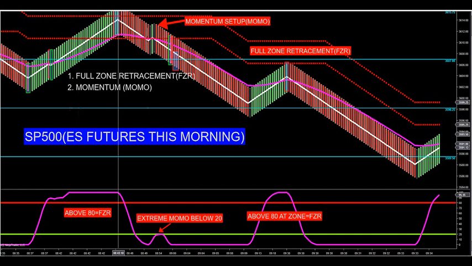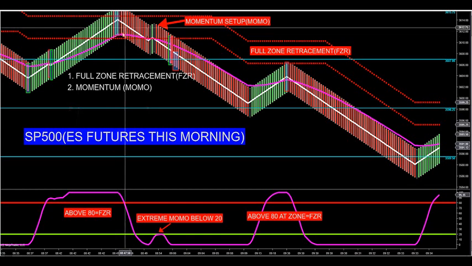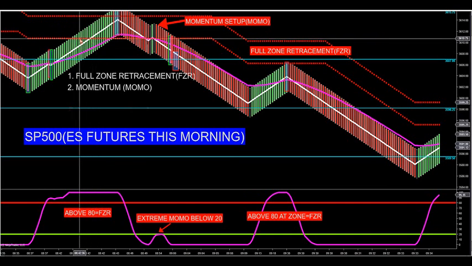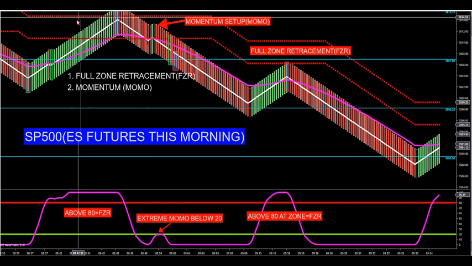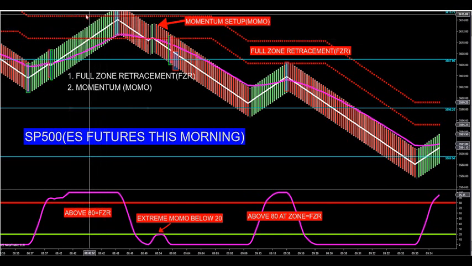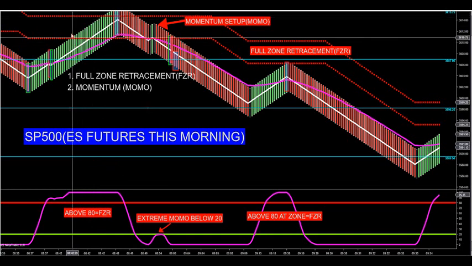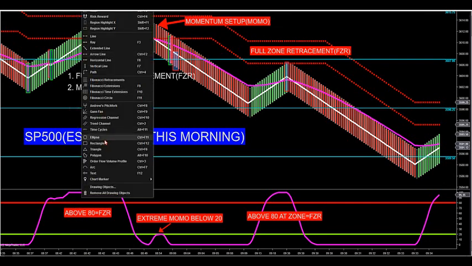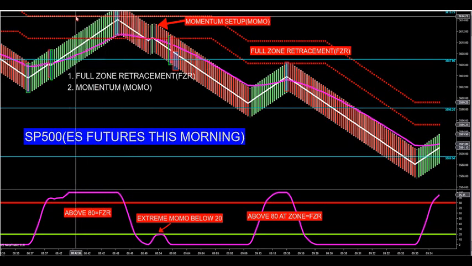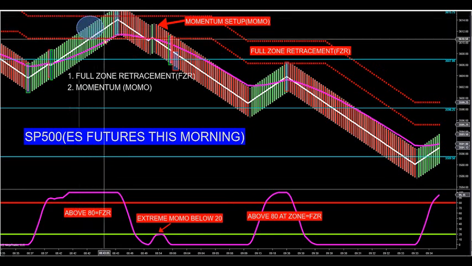So the full retracement, let's go over that real quick. The full retracement zone is this. It says that I need to get at or inside of this zone of these two red dots. If I get at or inside of this zone, these two red dots, I'm in a zone trade. That's a full zone retracement because I'm inside of the zone.